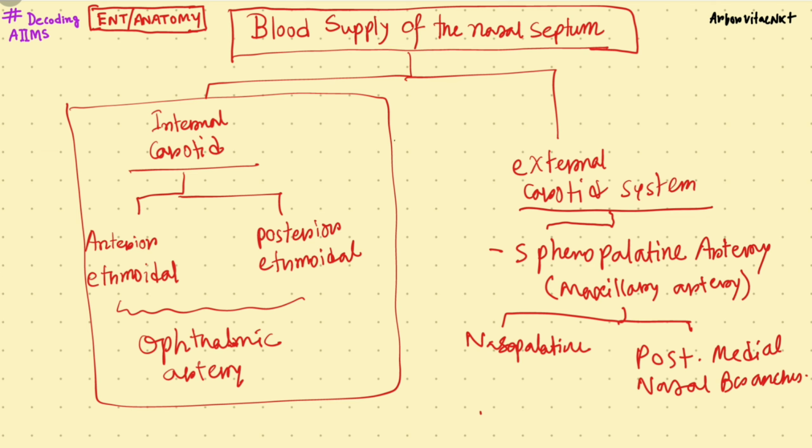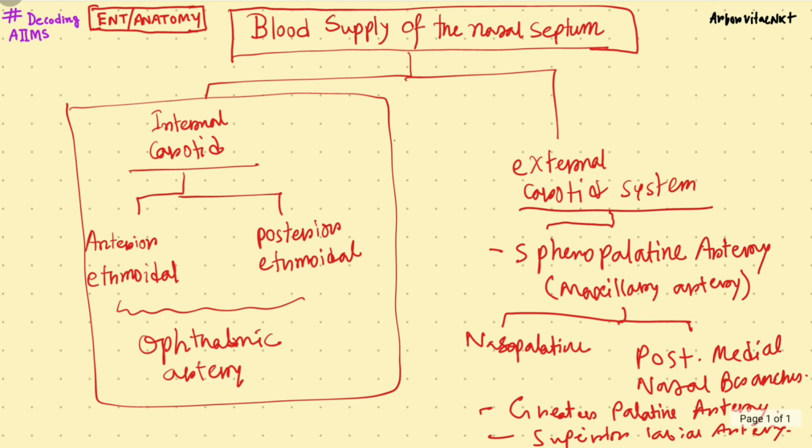Then comes the greater palatine artery. The greater palatine artery is again part of the external carotid system. And the third one is the superior labial artery. This greater palatine artery and superior labial artery both give septal branches to the nasal septum. You must remember the greater palatine artery is a branch of the maxillary artery, and the superior labial artery is a branch of the facial artery.